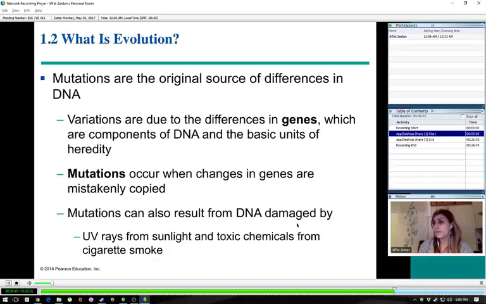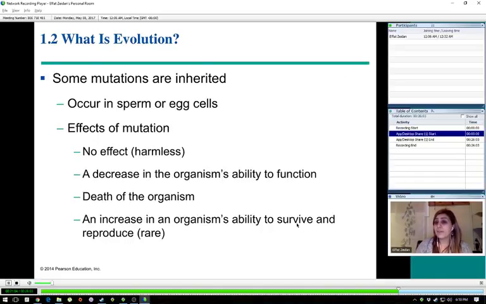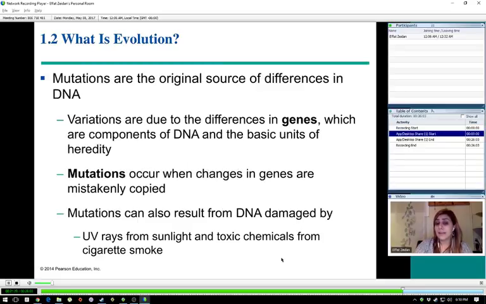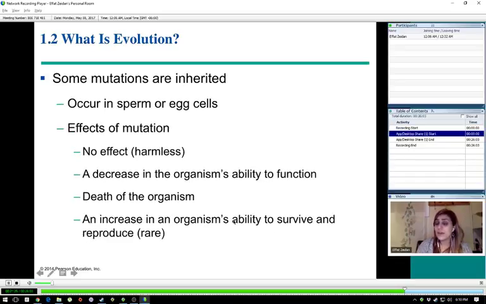And this is why they tell a mother who is pregnant not to be surrounded by cigarette smoke, because it has the potential to cause certain mutations in the DNA, and the baby is at high risk when its brain is still developing. So some of these mutations are inherited, and they might occur in the sperm or the egg cells, or they might be caused by damage from these possible sources.